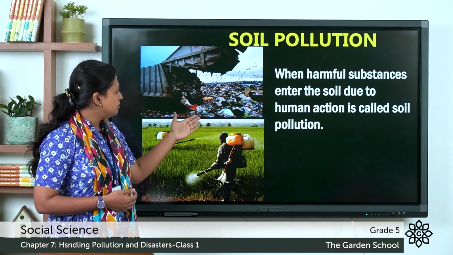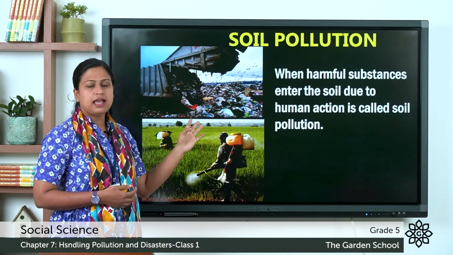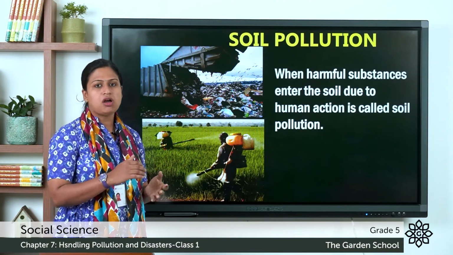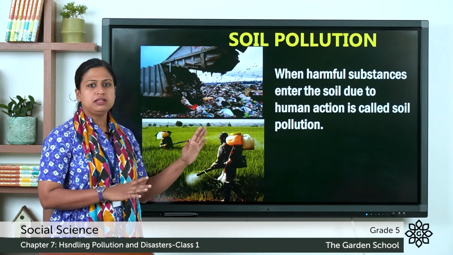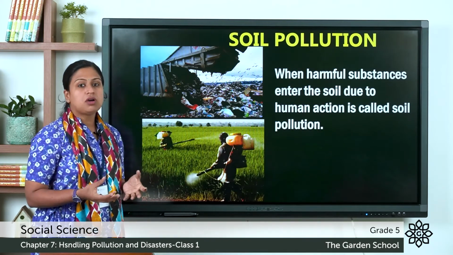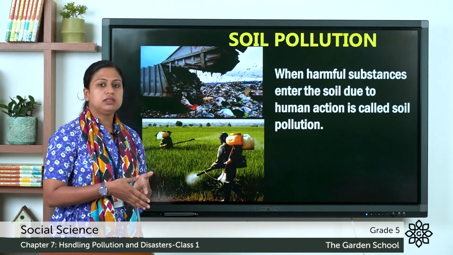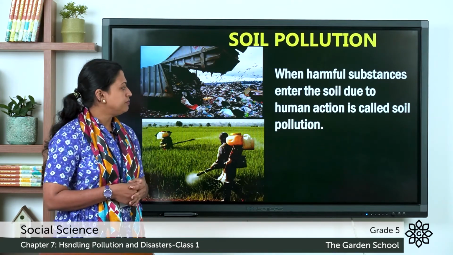You can see here lots of plastics, polythene bags, cans are present. These are non-biodegradable. That means they do not decompose and they remain as it is. And it also releases some toxic substance that mix with the soil and reduce the fertility of the soil.